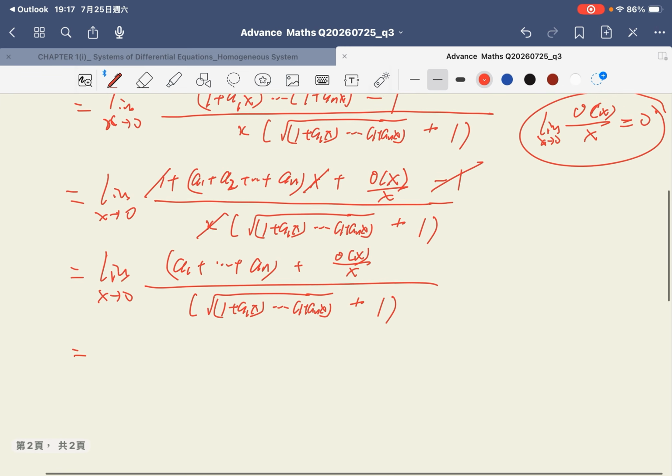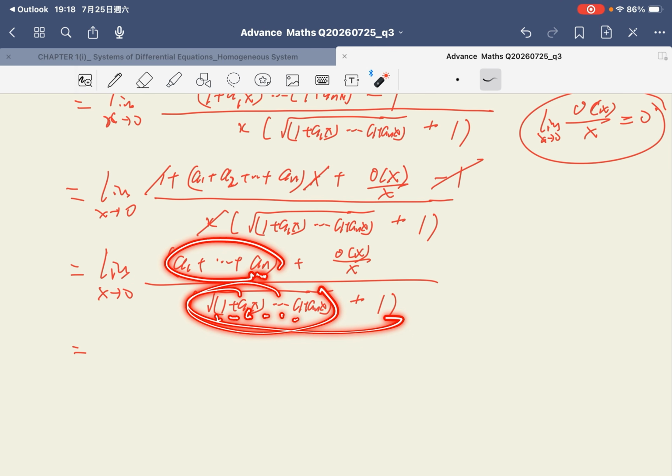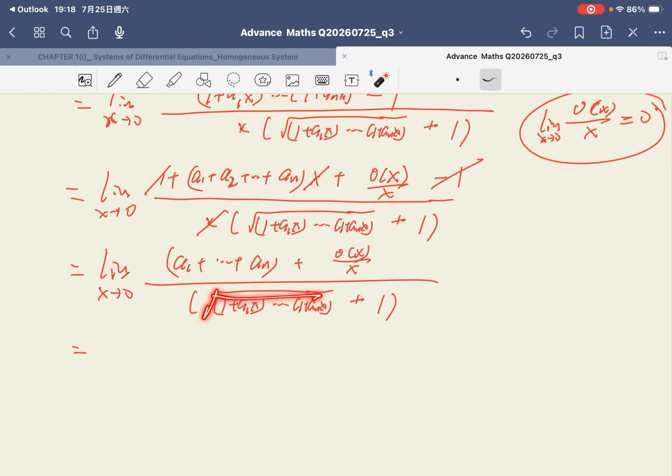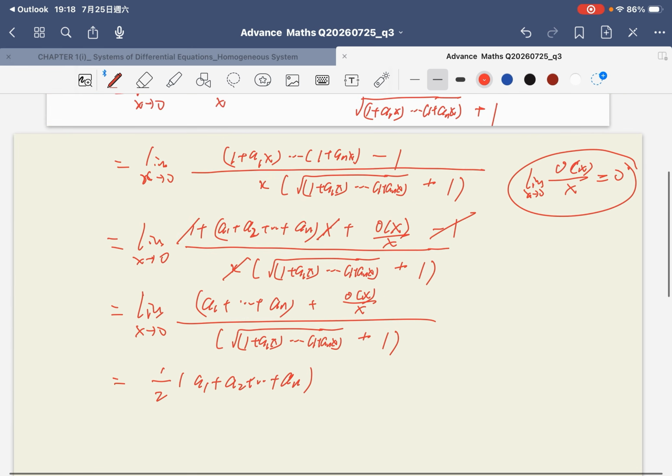Now take the limit as x tends to 0. The o(x) over x term is 0. The numerator is a1 plus a2 up to an, and for the denominator this is 1, because 1 plus 0 times 1 plus 0, all of those are 1, and the square root of 1 is equal to 1. So 1 plus 1 is 2. Therefore, the answer is 1/2 times (a1 + a2 + ... + an). That is the answer of this question. Very nice answer.